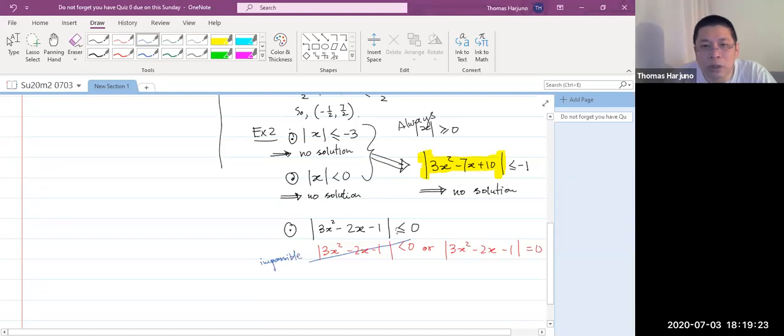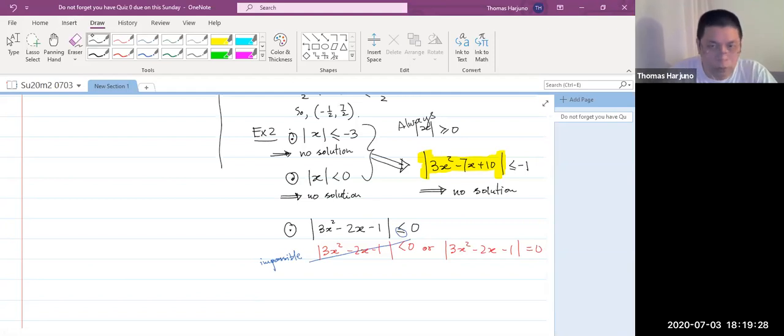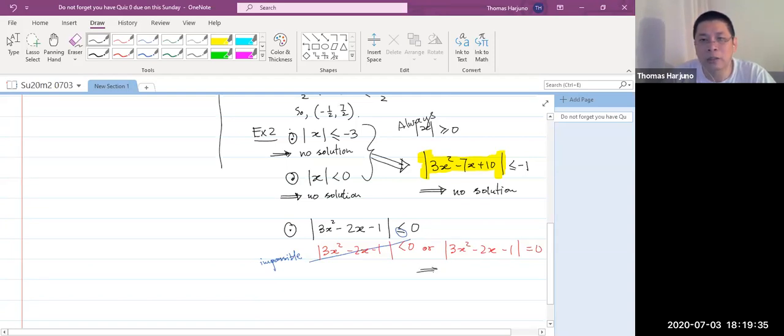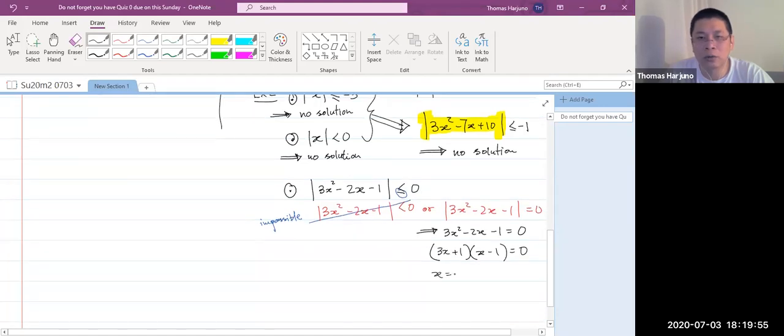So the issue is actually with the equal sign. Absolute value less than or equal to 0 forces that absolute value to be equal to 0 only. So if it is equal to 0, it implies that expression has to be 0. Then you try to factor. I think this one is factorable. This is (3x + 1)(x - 1). So x equals -1/3, x equals 1.